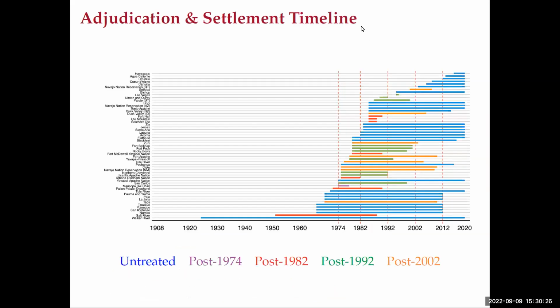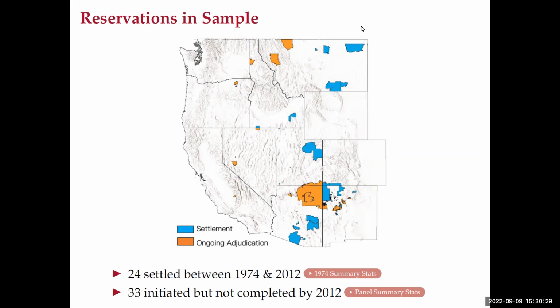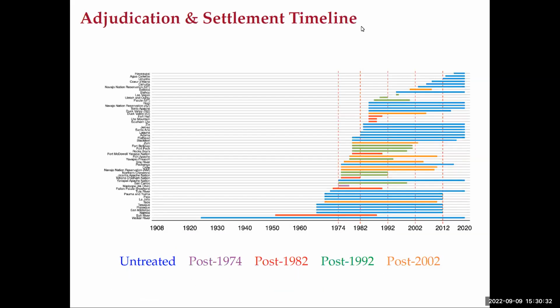Why do we think we can use the ongoing with the settled? Well, that has to do with these delays. We want to basically randomly treat certain reservations with a settlement and see what happens to their land use afterwards. And what you notice is the date you start negotiating is based on your economic decision as a reservation to say, I want to try to settle these water rights because it's going to be beneficial to the tribe or the reservation, and there's a variety of things that go into that. That doesn't really have much correlation to when you're going to finish.